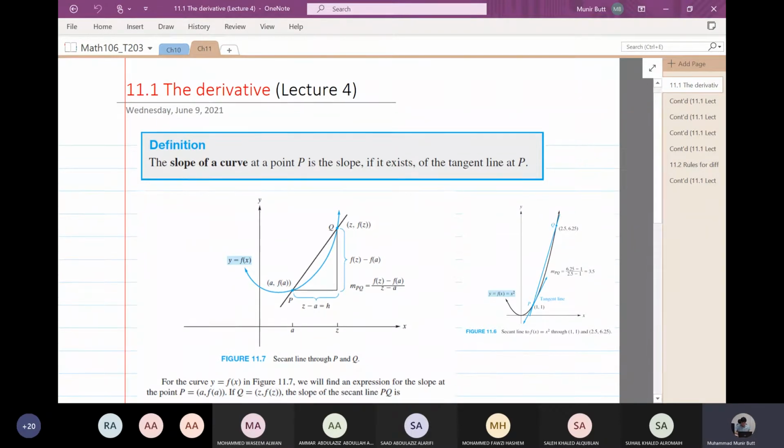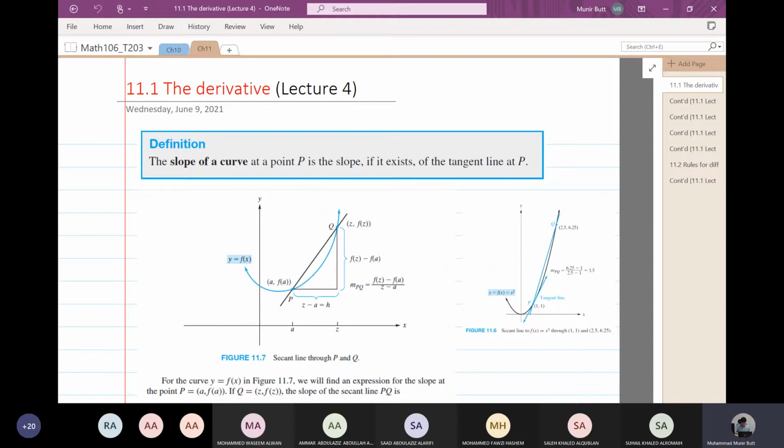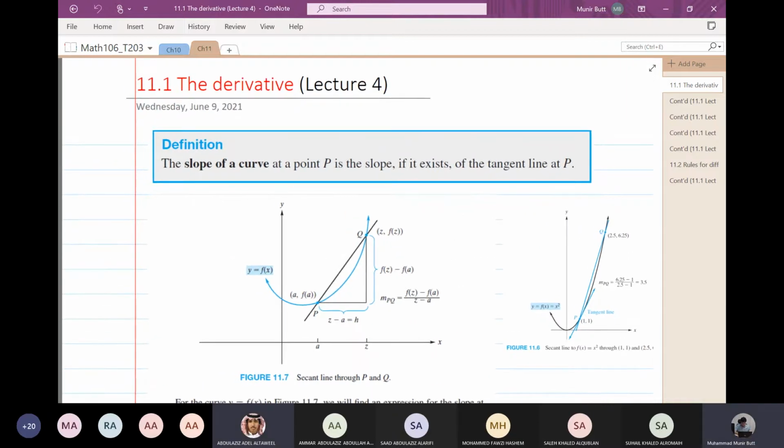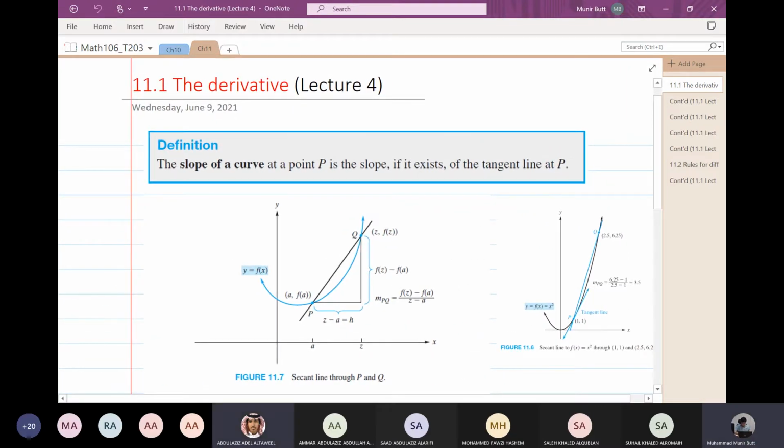So let us start. If you have any other question regarding the previous lecture. Yes, please zoom in. Okay, a little bit more. Okay, better now. Thank you.